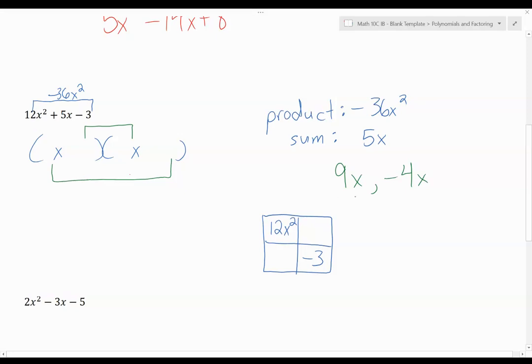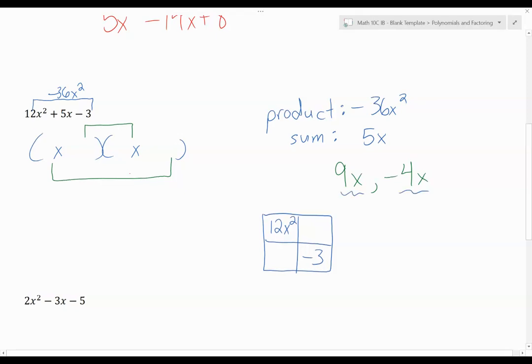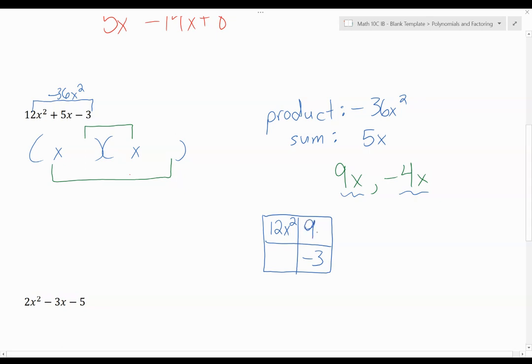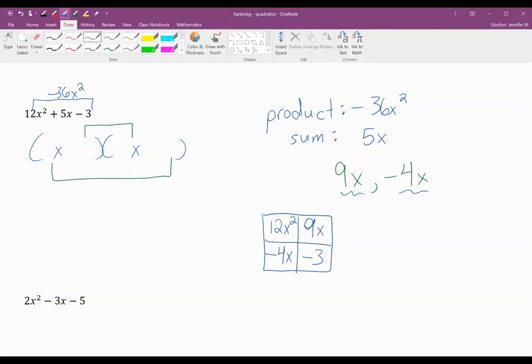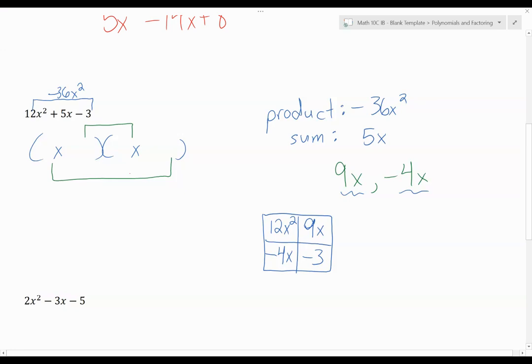And now I know what the two pieces of my linear term are. They are 9x and negative 4x. And ultimately, it doesn't matter which one I write where. So now I'm going to factor the greatest common factor out of each row and each column. Looking first at the first column, the greatest common factor of 12x squared and negative 4x is 4x. At the second column, the greatest common factor of 9x and negative 3 is 3.